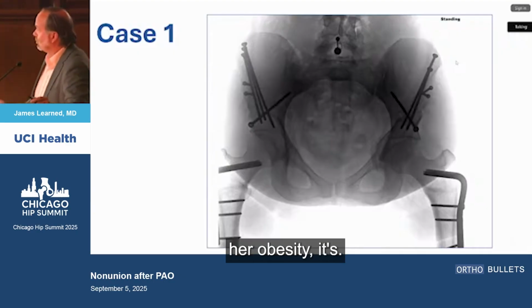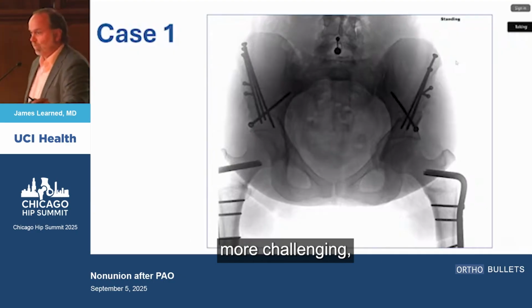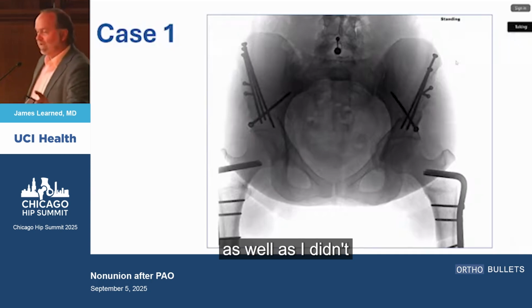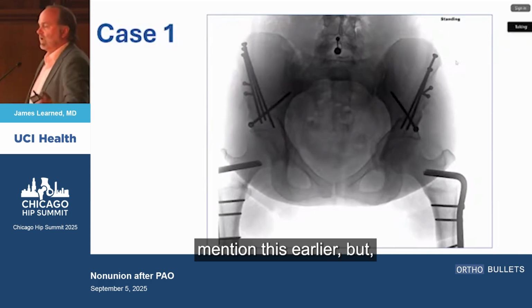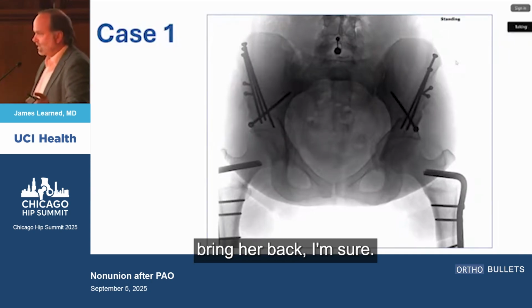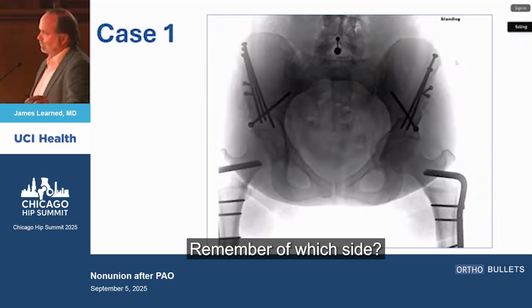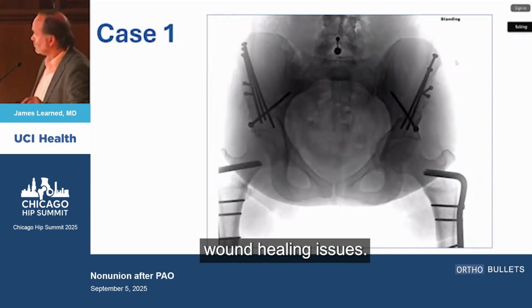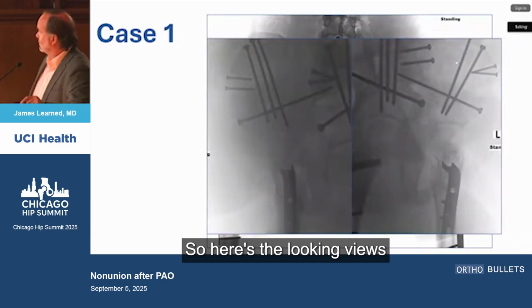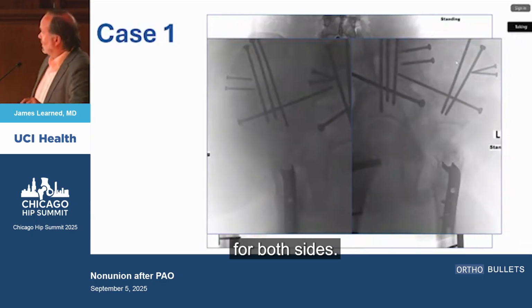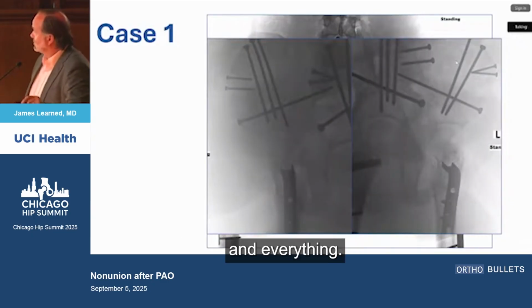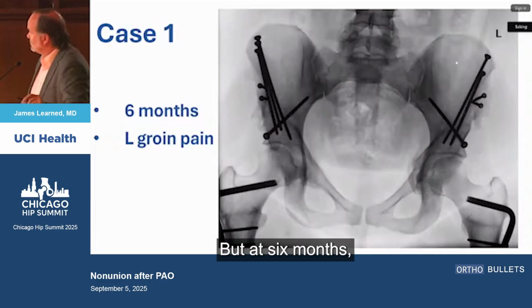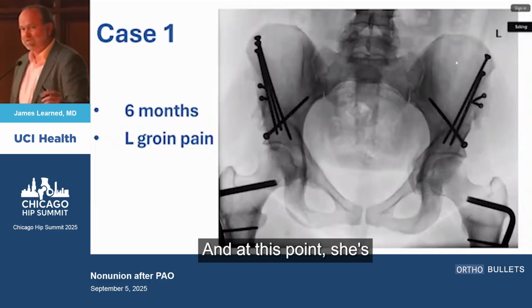You can see with her obesity, everything was a little bit more challenging, as well as, and I didn't mention this earlier, we did have to bring her back, I'm trying to remember which side, for some soft tissue wound healing issues. So here are the Lequesne views for both sides. So I was reasonably happy with the correction and everything, but at 6 months, she's still having problems, and at this point, she's actually symptomatic.